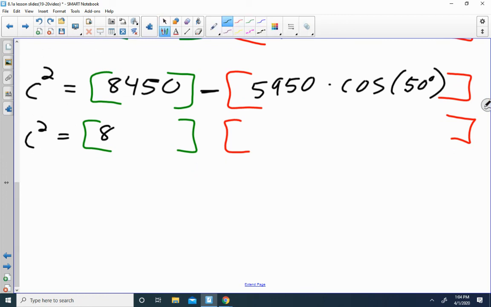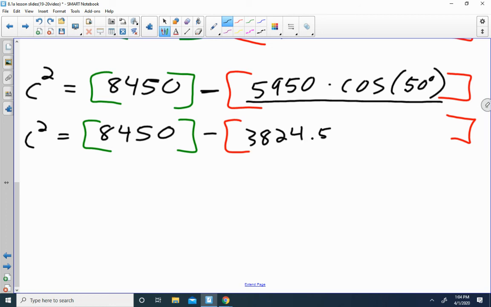We've already simplified everything in green. Now we can simplify everything in red. We can do 5950 times cosine of 50 degrees. And that's going to give me a big decimal. And yes, you've got to use the whole decimal.